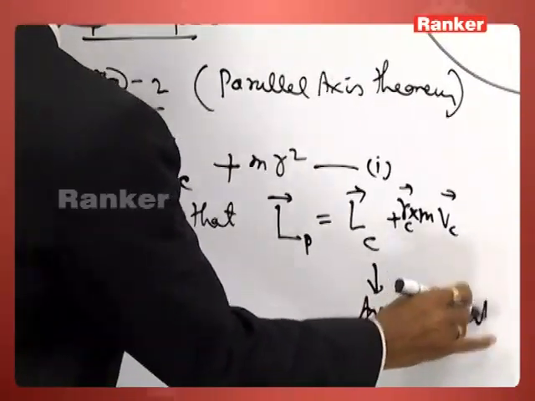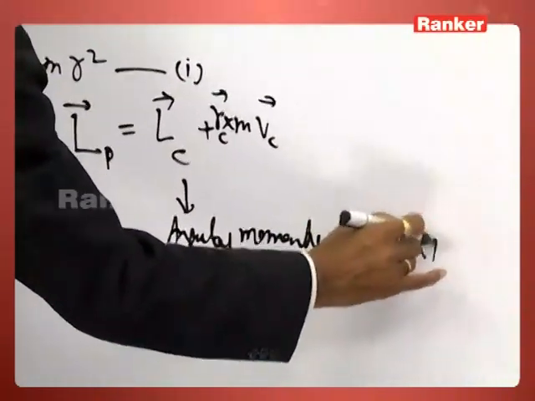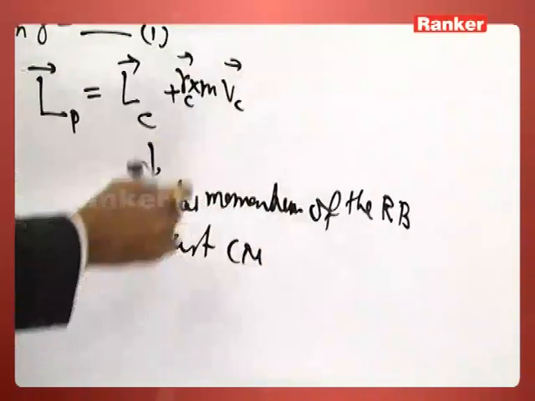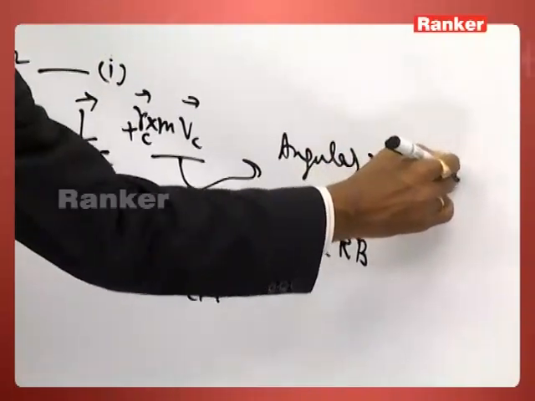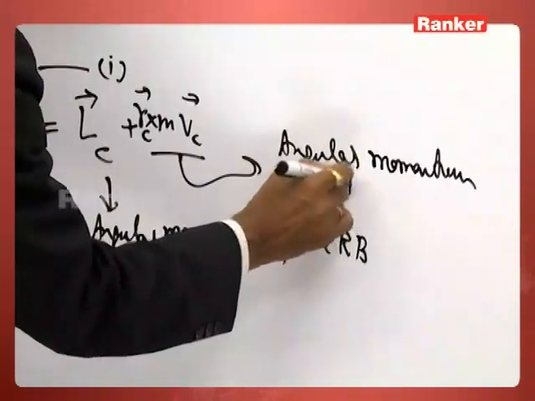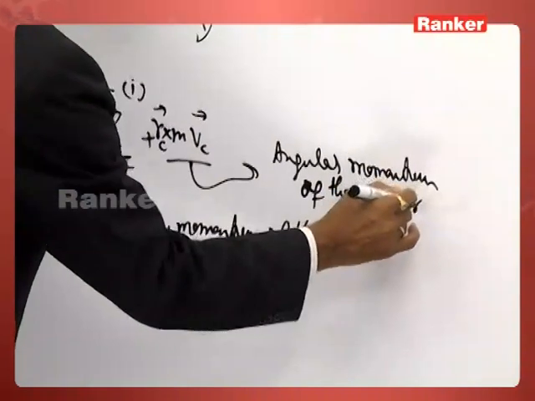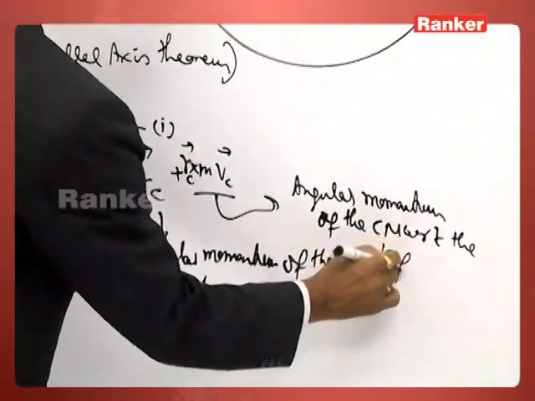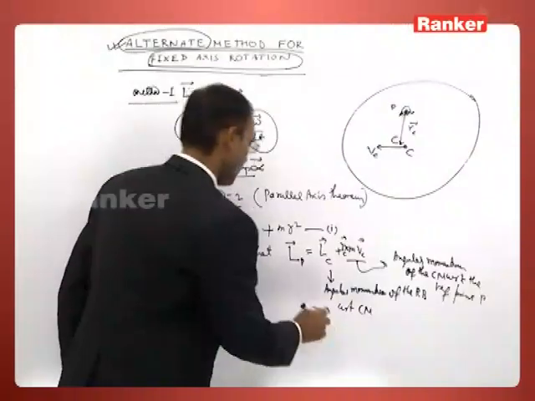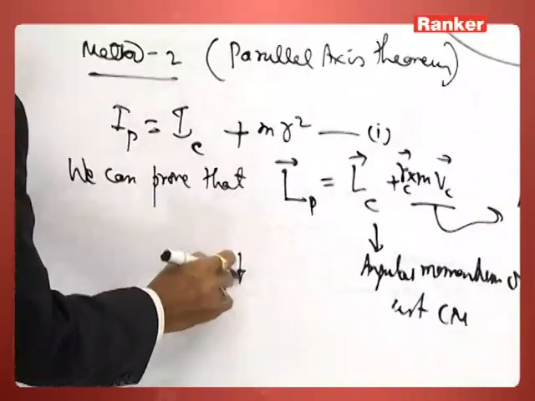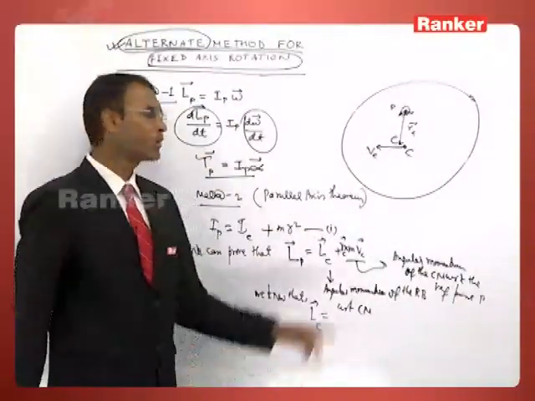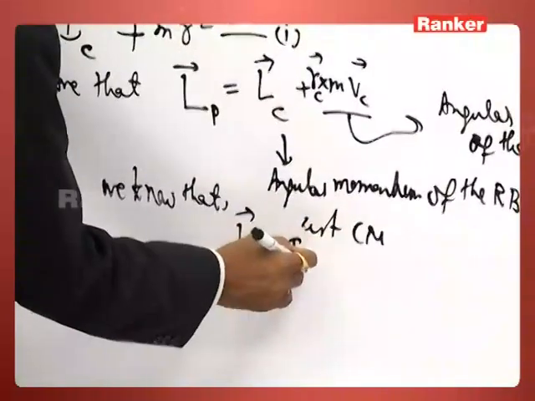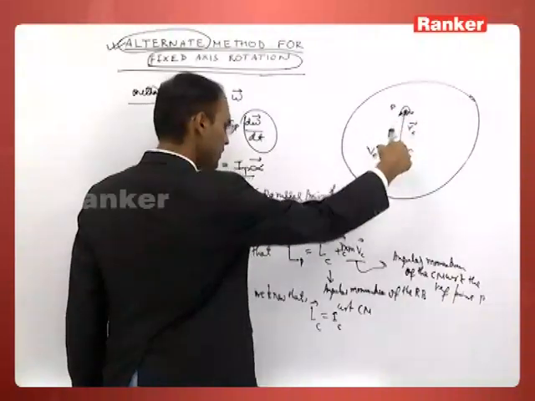this is the angular momentum of the rigid body with respect to center of mass. This is the angular momentum of the center of mass with respect to the reference point. And we know that the angular momentum of the rigid body with respect to center of mass is equal to the moment of inertia of the rigid body with respect to center of mass into omega.